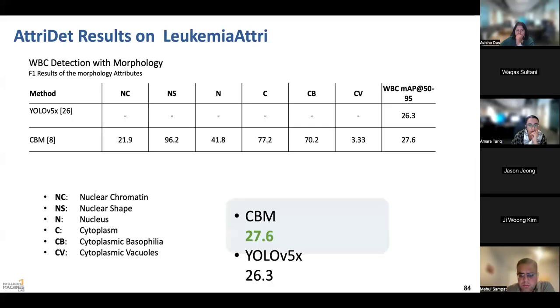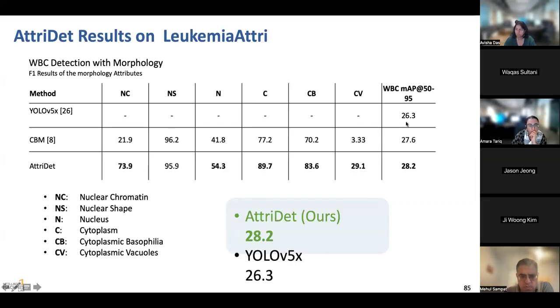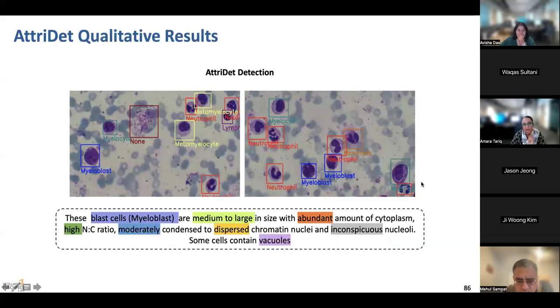Another thing we observed: because we are predicting extra information, the attributes, from YOLO, if we use the standard YOLO we get 26.3 mAP. If we use our attribute approach, where along with the detections you also predict attributes, you get better accuracy. So these are some of the results our method achieved, and as you know, YOLO already works in real time, so these results were predicted in real time.